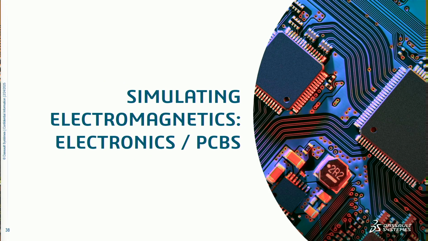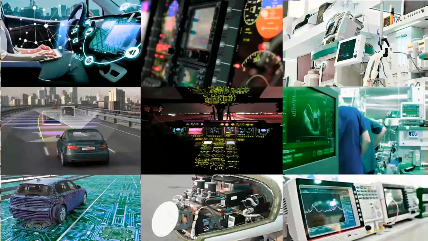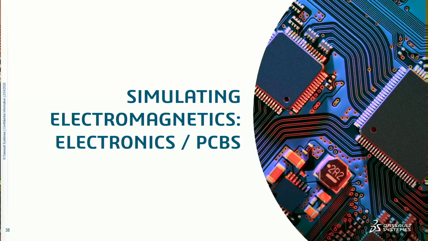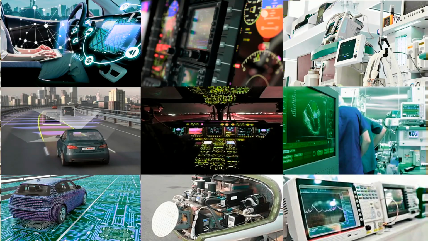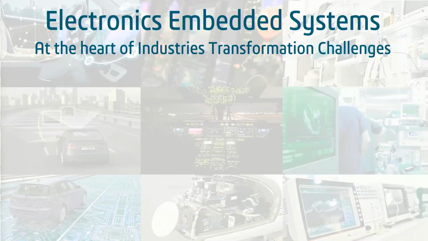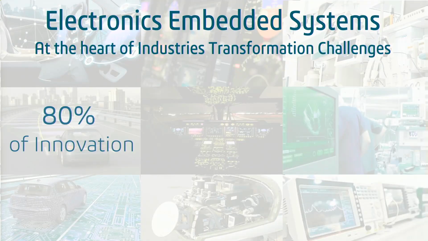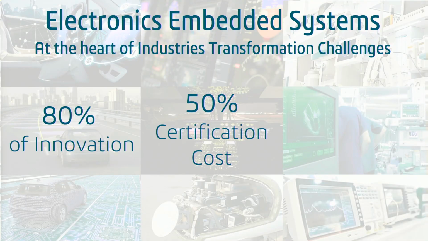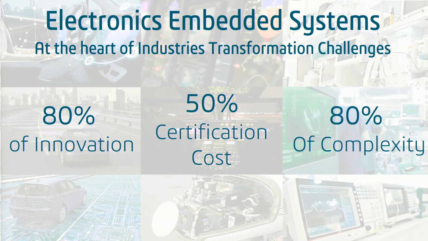Now, let's move into the next area, which is electromagnetics. Electronics and PCBs. Well, there's some interesting stats on that, and what's driving a lot of this is embedded electronic systems, and they can be found in just about every industry: transportation, mobility, aerospace, medical. There's so many embedded electronics these days, and depending on the industry you're in, they can be a huge amount of the challenge we're facing. In the automotive industry, they actually account for 80% of innovation, 50% of the total certification cost of a car, and 80% of the complexity of the design process.